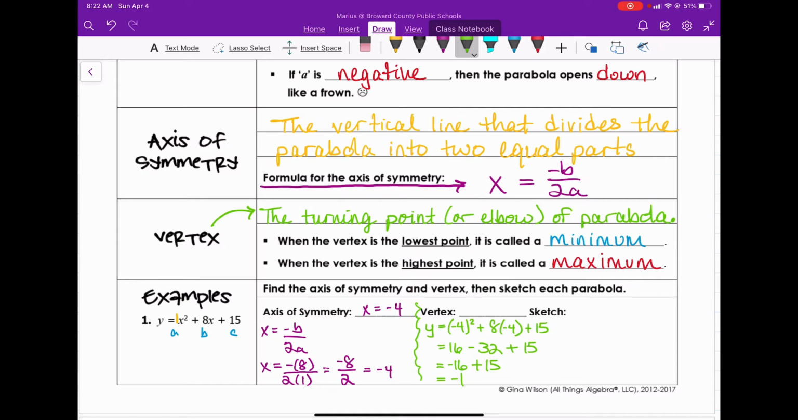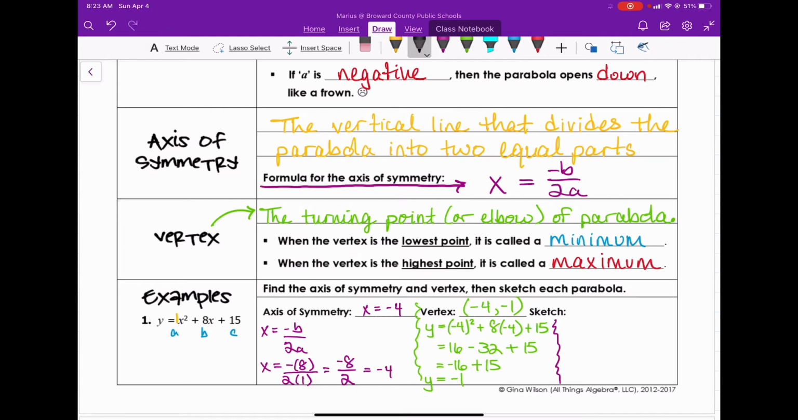So our vertex, and when we write our vertex, we're writing it as a point, an ordered pair. So this is the y value, and we already have our x value, which was negative 4. So our vertex is negative 4 comma negative 1. Okay? And now the last thing we're going to look at is the sketch of the graph.